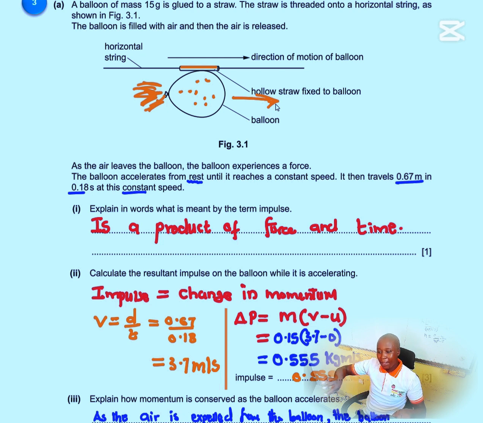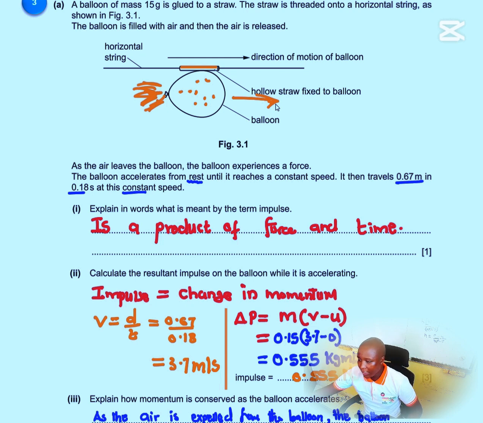So the balloon is going to accelerate forward. Now, we are told as the air leaves the balloon, it experiences a force. The balloon accelerates from rest until it reaches a constant speed. It then travels 0.67 meters in 0.18 seconds at this constant speed. Now we are supposed to calculate the resultant impulse.